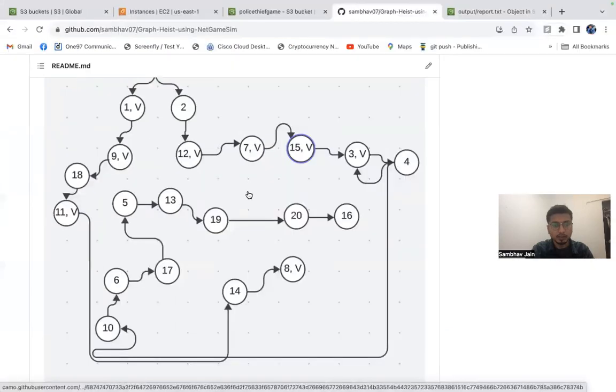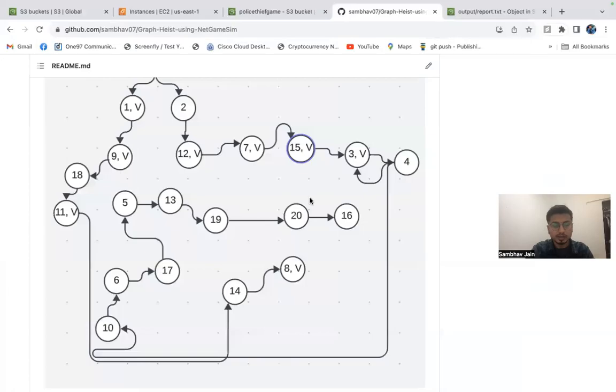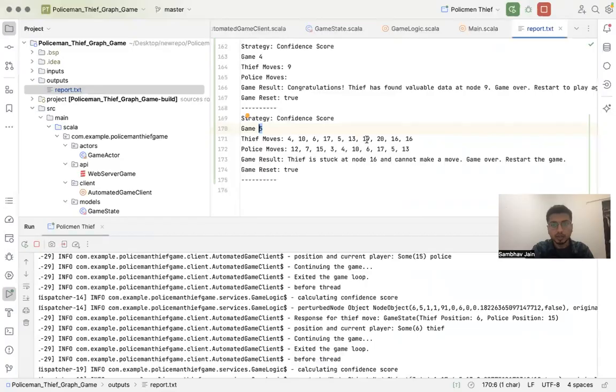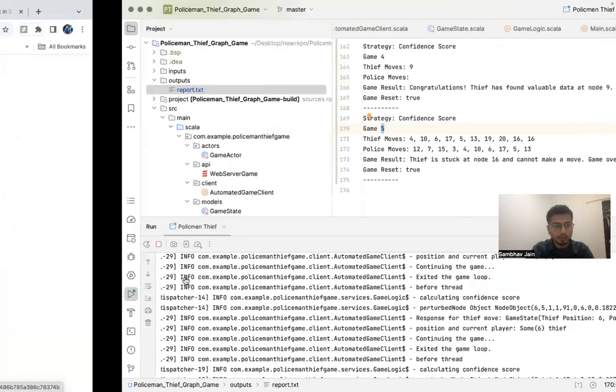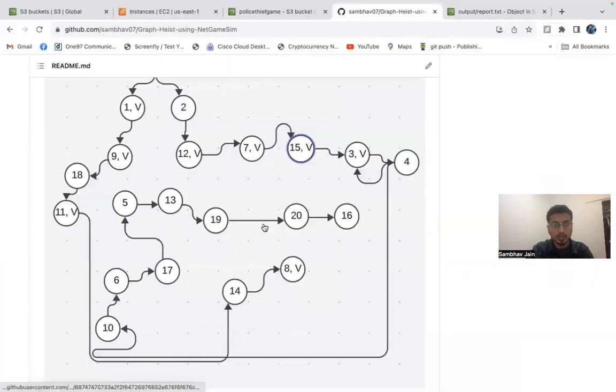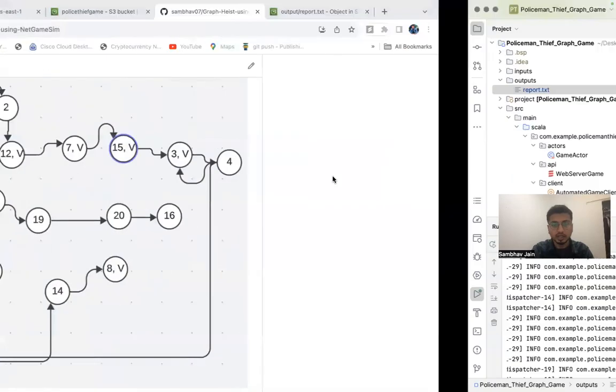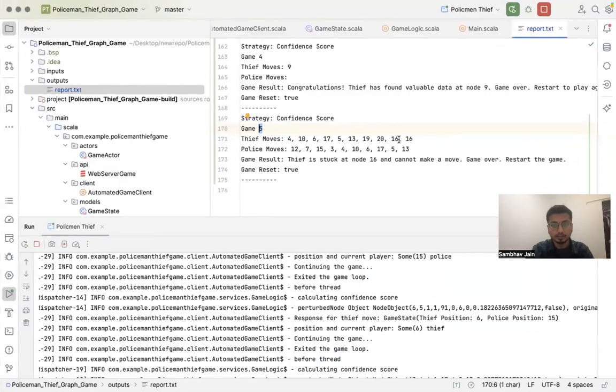5 to 13. Right. And then police made a move from 10 to 6. Then thief made a move from 13 to 19. Then police moved from 6 to 17 and thief made a move from 19 to 20. Then police moved from 17 to 5 and thief moved from 20 to 16.